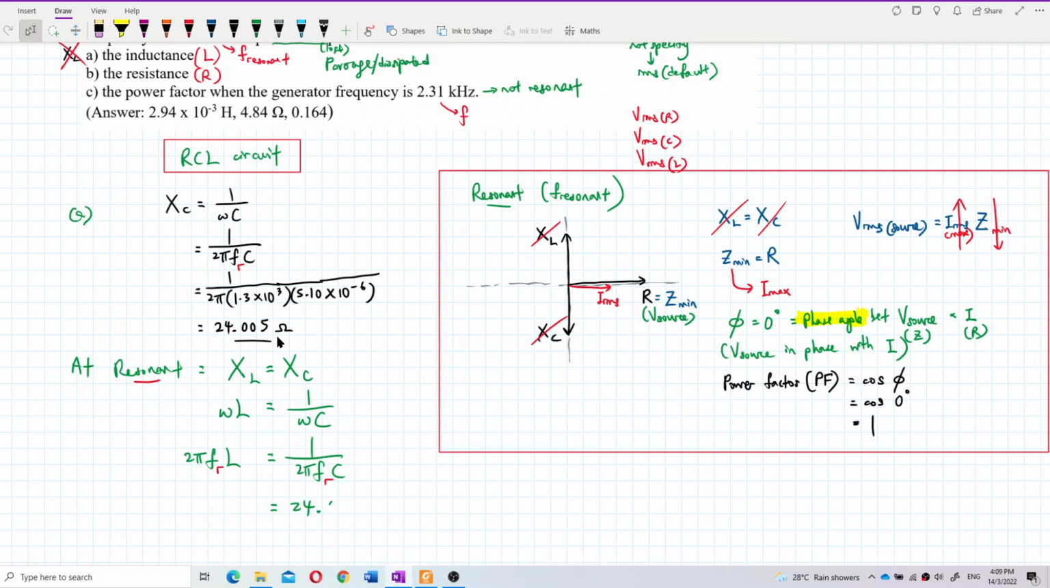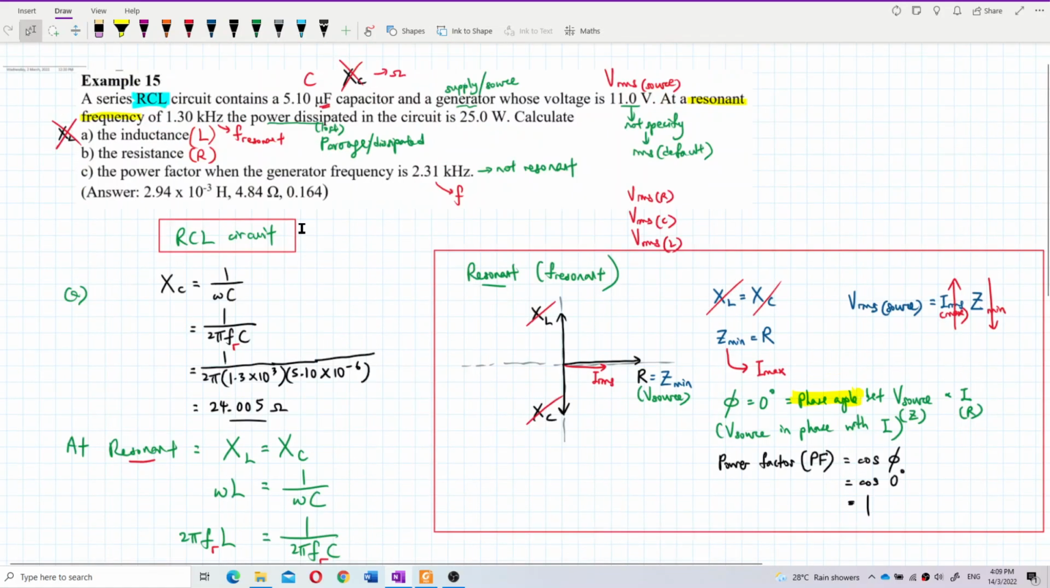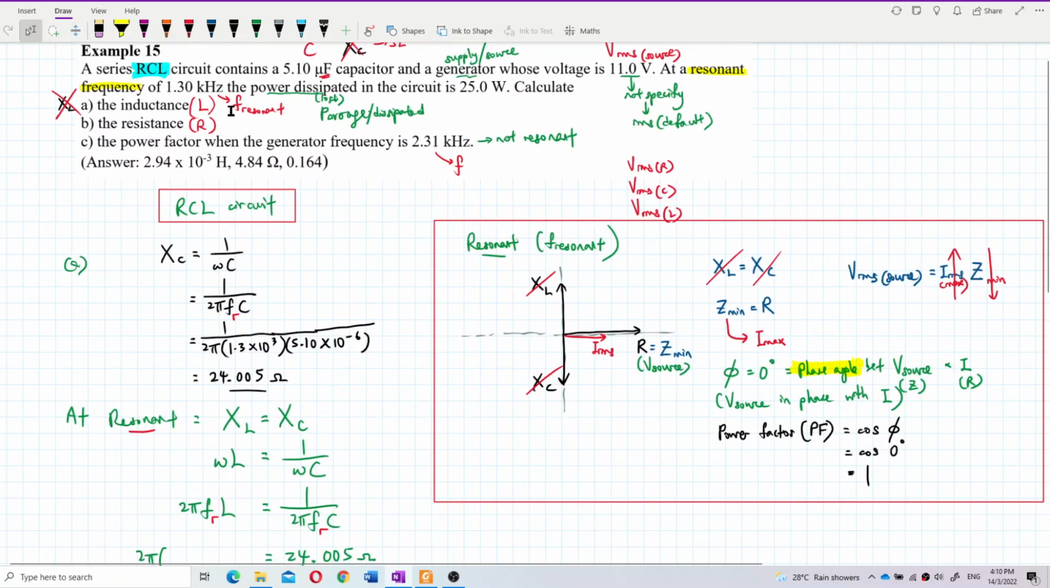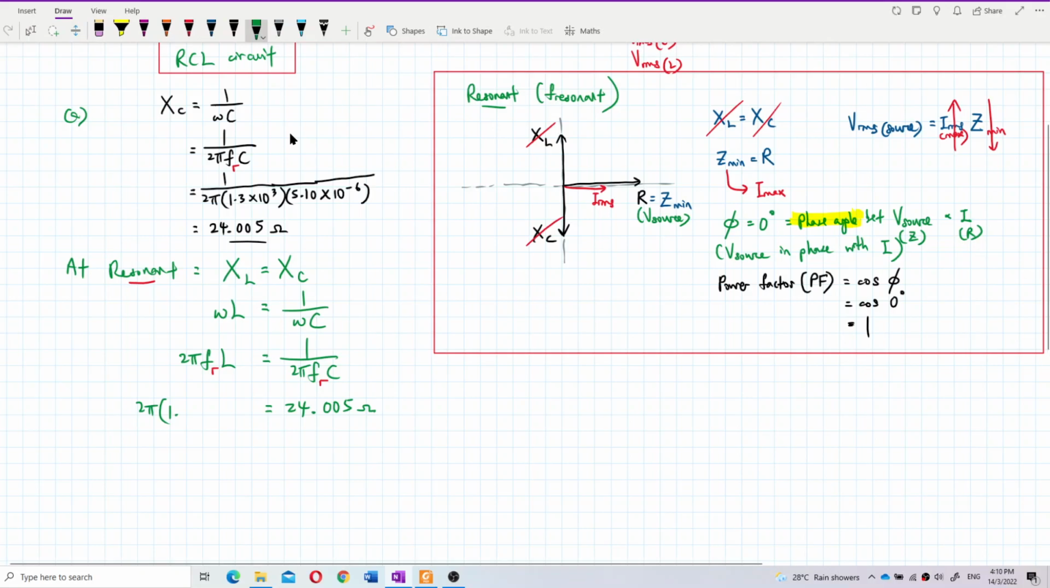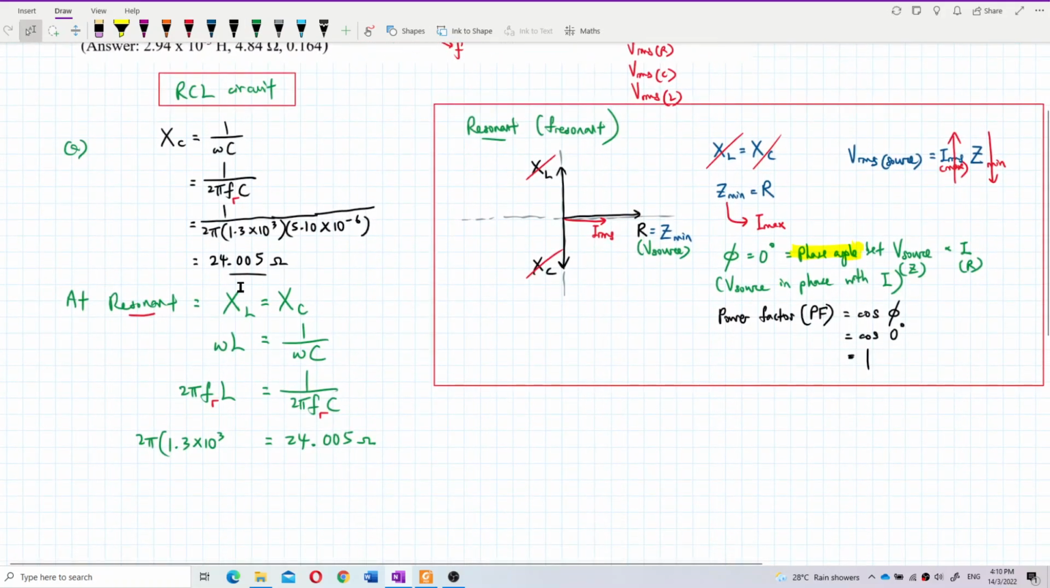So I just substitute 24.005 ohm over here. And then I need to find the inductance, the L value. So 2 pi resonant frequency, I need to put back. Resonant frequency just now is 1.3 kilohertz. Kilo is exponent 3. Then to find L, let's calculate 24.005 divided by 2 pi, and also divided by 1.3 exponent 3, and I get what value? Yeah, the inductance is 2.939.